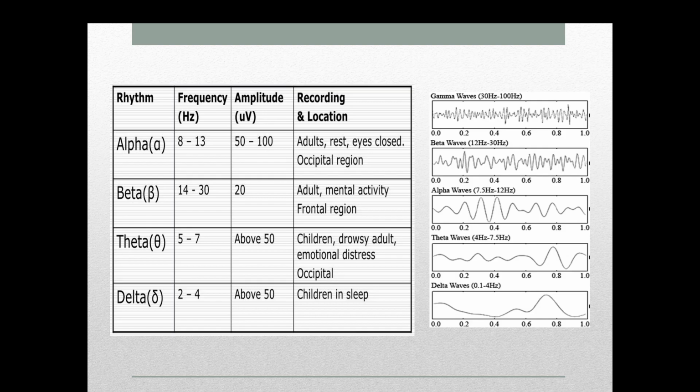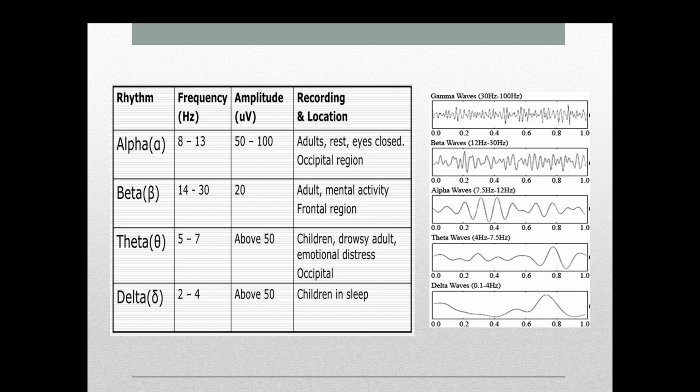Alpha waves have a frequency of 8 to 13 hertz, and an amplitude between 50 to 100 microvolt, and they are present in adults. These kinds of waves will be recorded when the person is at rest or when the eyes are closed, and they will be found in the occipital region. Beta waves will be found in adults, and they are recorded during mental activity, and they will be found in the frontal region.